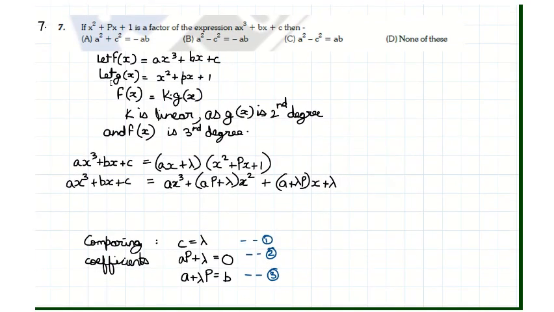In the seventh question, x square plus bx plus 1 is a factor of ax cube plus bx plus c. Now, f of x can be written as a product of x square plus bx plus 1 and another linear form of x, because f of x is third degree and x square plus bx plus 1 is second degree. We have ax cube plus bx plus c equal to ax plus lambda times x square plus bx plus 1. Lambda is a variable that we have assumed, and we have taken ax here because the coefficient of x square is 1, but on the LHS we have a.